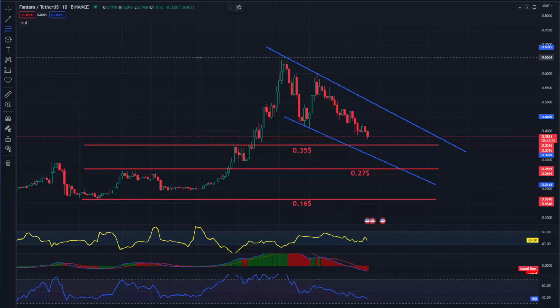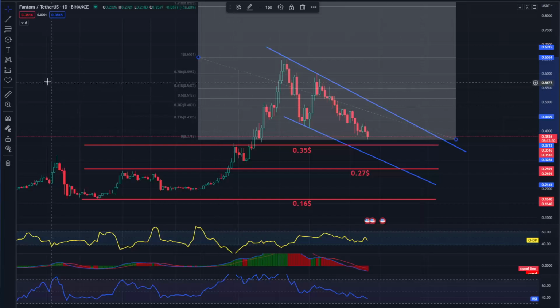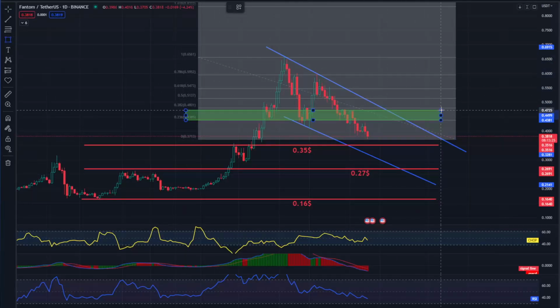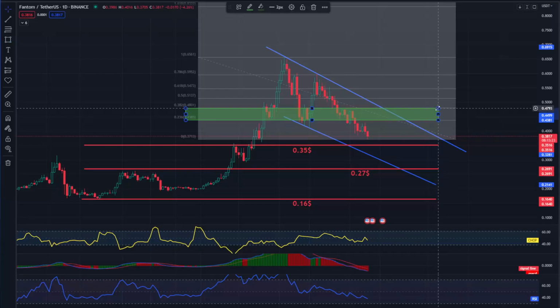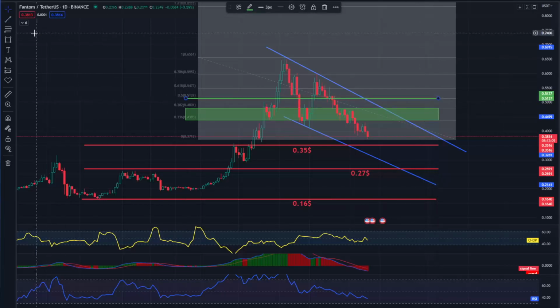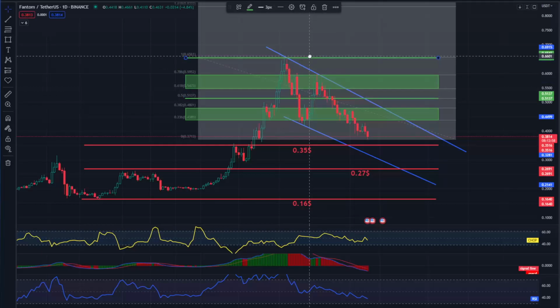Looking the other way, we can similarly determine the places of resistance that the price has to face. And here we see that first we have a resistance zone from 44 cents to 48 cents. Then we have resistance at 51 cents. Then we have a second strong resistance zone from 55 cents to 59 cents. Once price breaks it, it will move towards resistance at 65 cents.